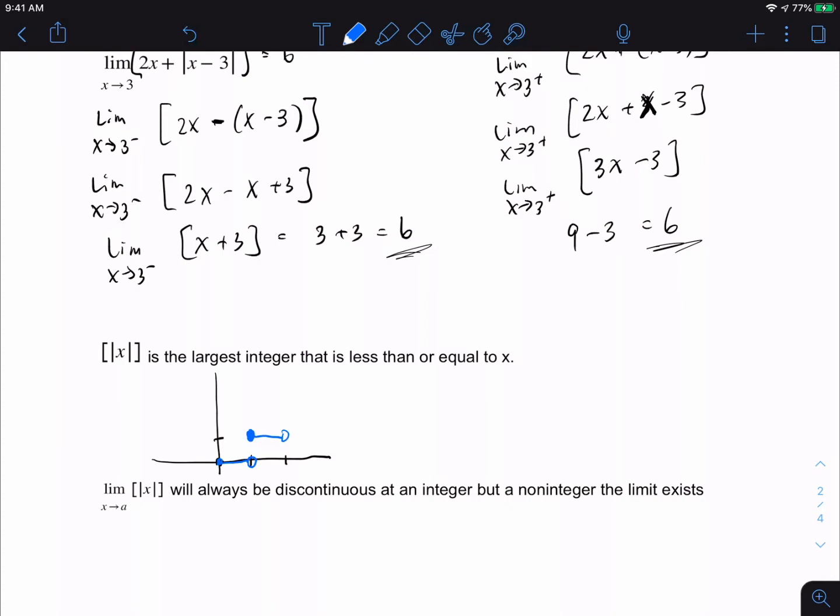So if I gave you guys 25.1, what's that going to be? 25. 24.7? 24. Good. Negative 3.1? Negative 3? Negative 4. Lowest one. You drop down.